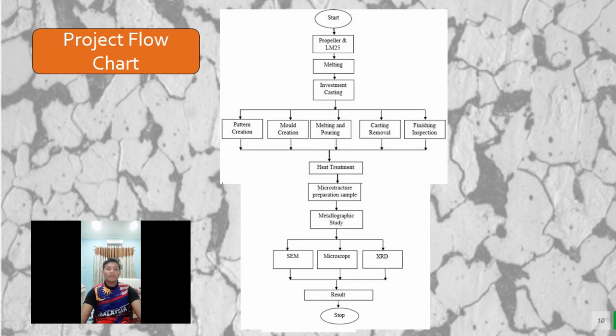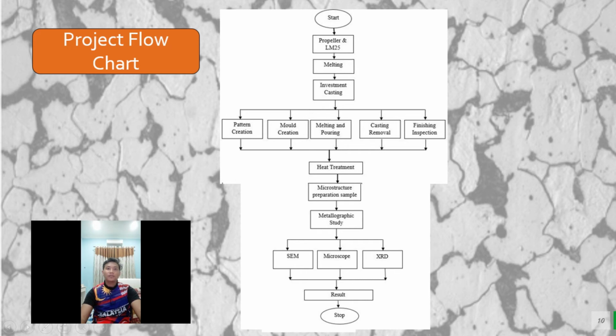Next, this is a flowchart for my project. Firstly, the propeller is provided by the supervisor and the LM25 ingot is from UTEM. Next, this propeller and LM25 will go through the melting process using a furnace, and then we will proceed with the investment casting, which starts with pattern creation, mold creation, melting and pouring, casting removal, and finishing.